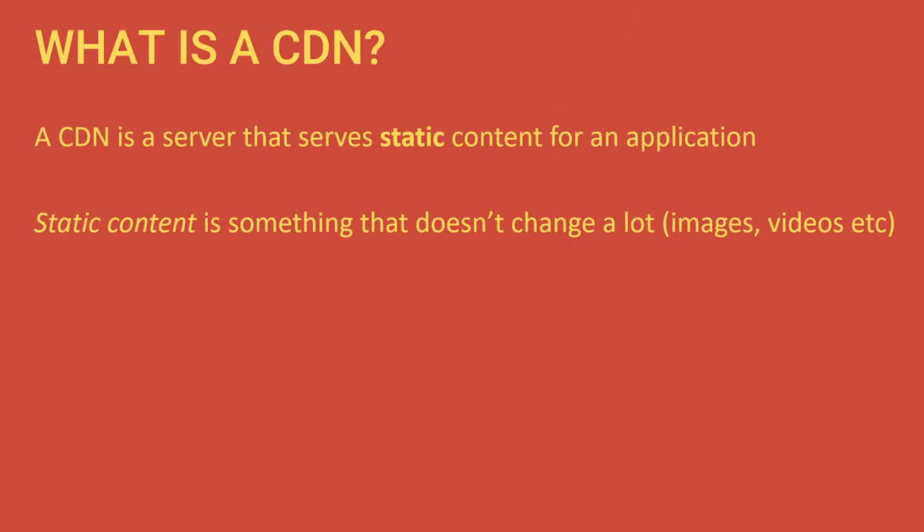So a CDN is basically a server that serves static content for an application. And static content is basically something that doesn't change a lot, like images or videos, etc. Essentially, when you're looking at a website, for example, you might have something like a news article. The content in the article is going to change all the time, but the CSS really is only going to change when you actually change the code, which isn't anywhere near as frequent.